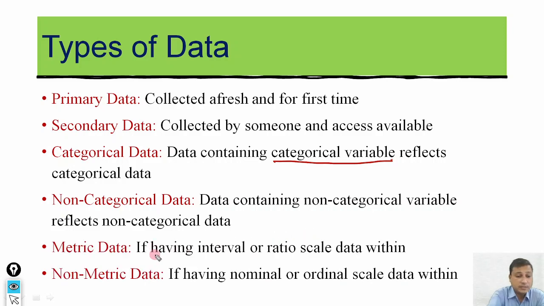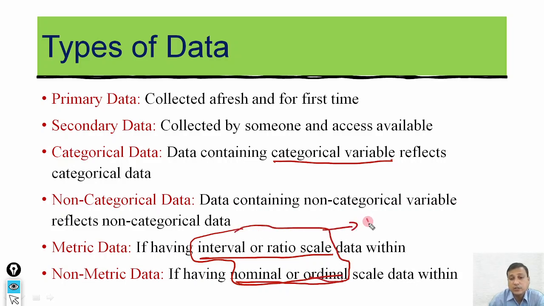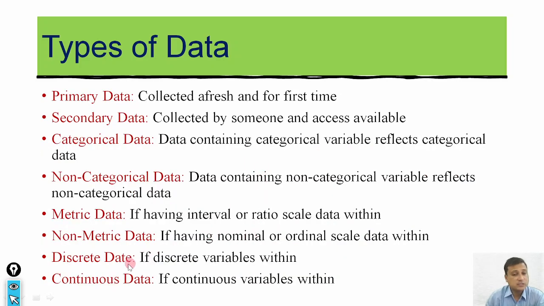Then metric data. This is very important. If we are having the interval or ratio scale data within, then that will be known as a metric data. And non-metric data, if we are having nominal or ordinal scale within, then it will be known as a non-metric data. So this part, interval, ratio, nominal, ordinal, all these scales we are going to see in the measurement scale, which is the next lecture actually. Once we understand the measurement scale, we'll understand what exactly we mean by the metric data and non-metric data. Fine. Now, if I go further, what is discrete data? If the discrete variables are within, and discrete variable we have already seen. Continuous data, if the continuous variables are within, then it will be known as a continuous data.